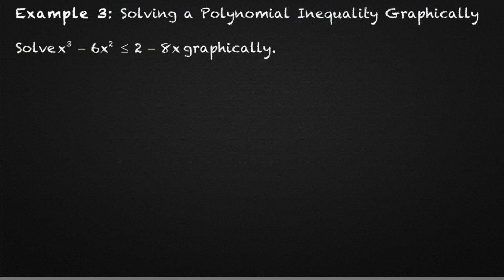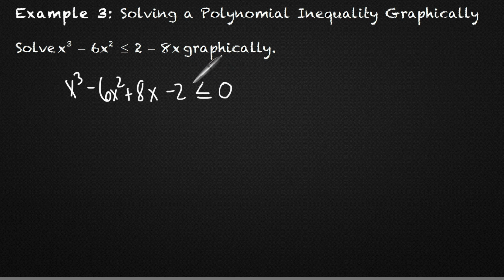Okay, example 3 says solve this polynomial inequality graphically. Anytime we see the word graphically, that means we need to use our calculator and not try to do it by hand. So the first thing we need to do is get all the terms on one side. So that's going to be x cubed minus 6x squared. Adding 8x to both sides brings an 8x over here. Subtracting the 2 is going to be minus 2, and then less than or equal to 0. So basically we need to graph this function on our calculator and figure out where it's less than or equal to 0. Pay attention to the less than or equal to. So let's go ahead and do that.